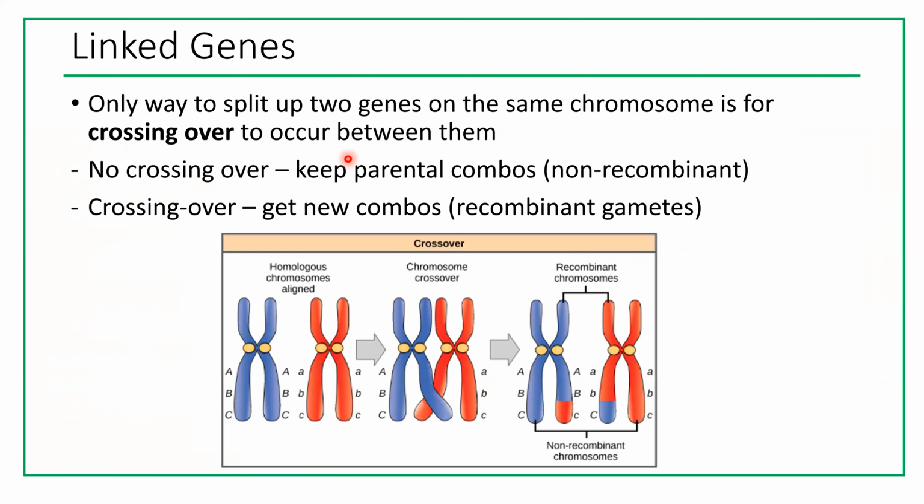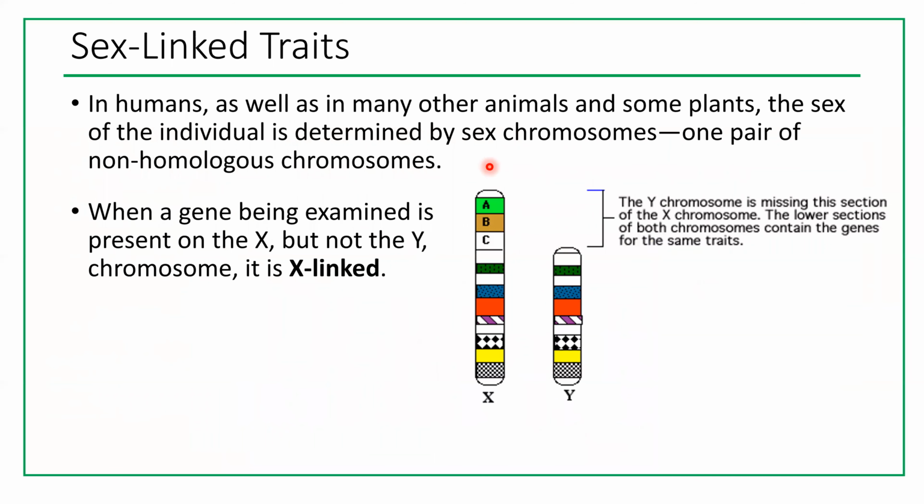So those are linked genes. They can be on any autosome, any chromosome. But when linked genes are on the X or Y chromosome, we call them sex-linked genes, and they produce sex-linked traits. In humans, as well as many other animals and some plants, the sex of the individual is determined by sex chromosomes, one pair of non-homologous chromosomes.